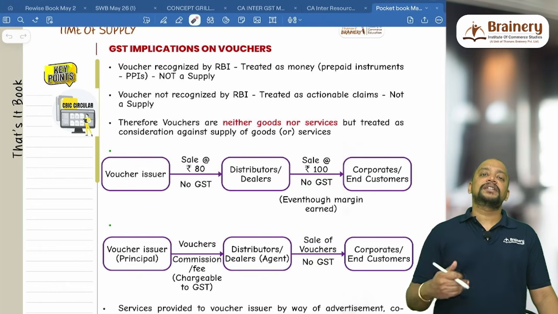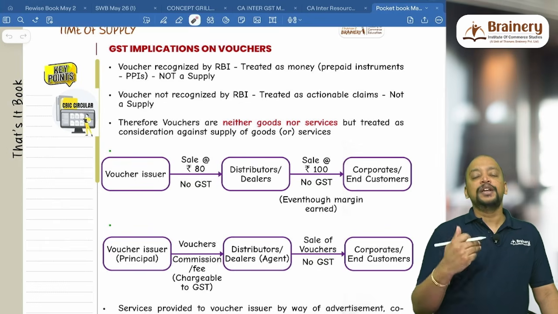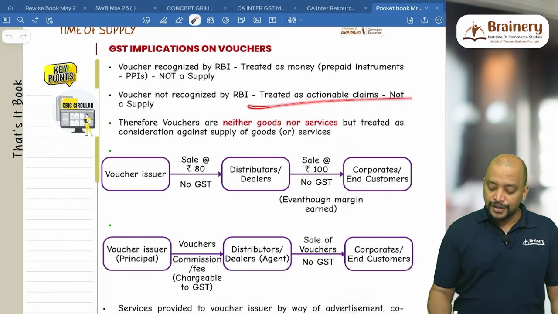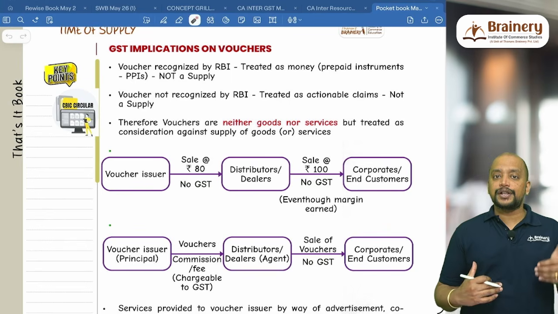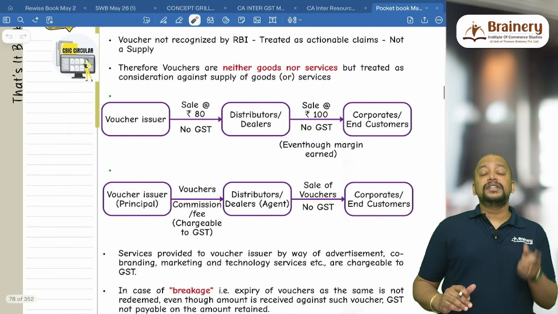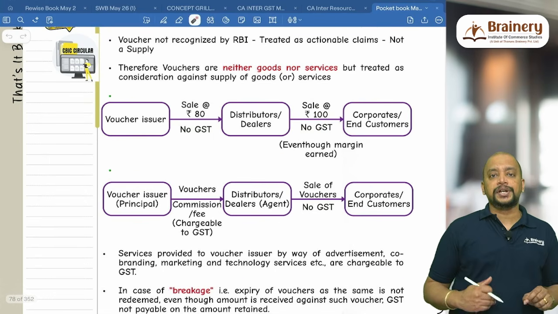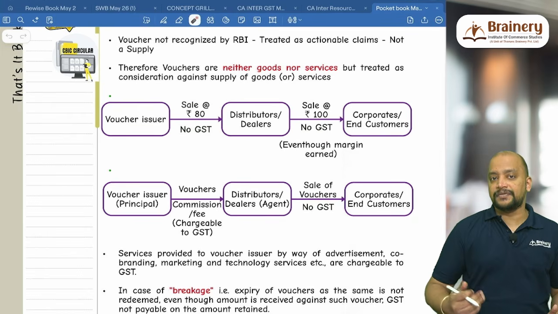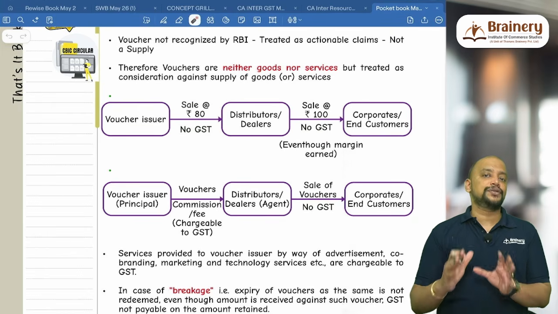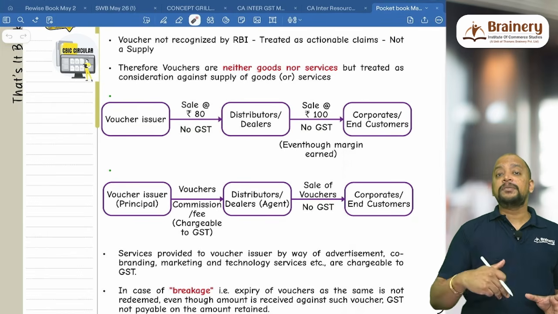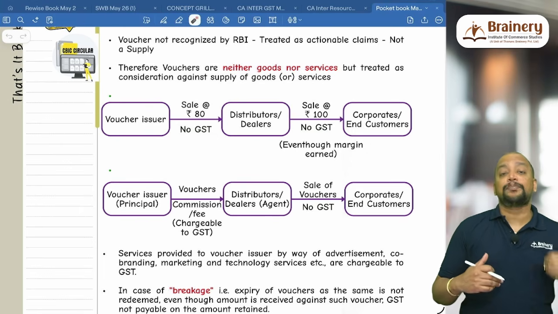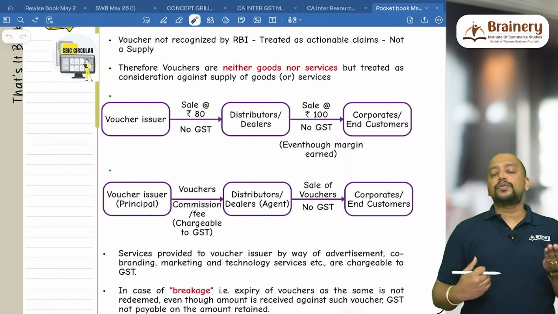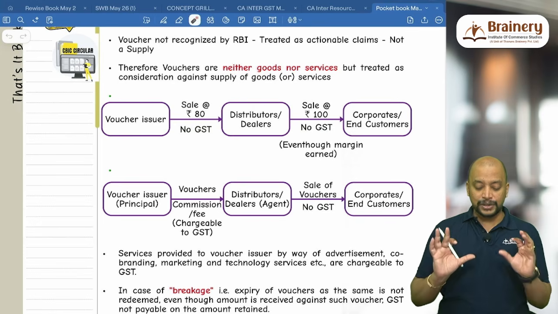All actionable claims other than HC block are excluded from supply. Due to that reason, there is no GST. So treat it as an actionable claim, not a supply. Therefore, the conclusion is that vouchers are neither goods nor services, but the voucher is treated as consideration towards supply of goods or services. Whenever we issue a voucher, there is no supply, but that voucher will be redeemed against some goods or services. At that time, we are making the supply of goods or services, and the voucher redeemed will be treated as a consideration towards it.